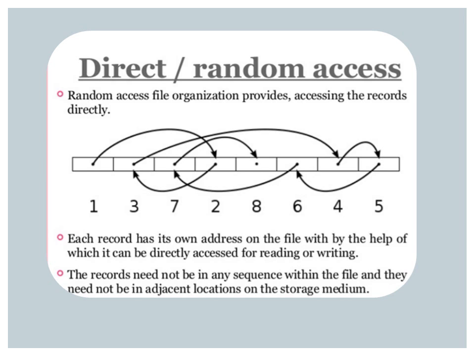Each record has its own address in the file, with the help of which it can be directly accessed for reading or writing. As I said, for each and every record, we maintain the physical address. By using that address, we can access the record and use it for reading or writing. The records need not be in any sequence within the file, and they need not be in adjacent locations on the storage medium. In a sequential file, the records are physically adjacent to one another, but here the records are not physically next to each other on the storage medium.